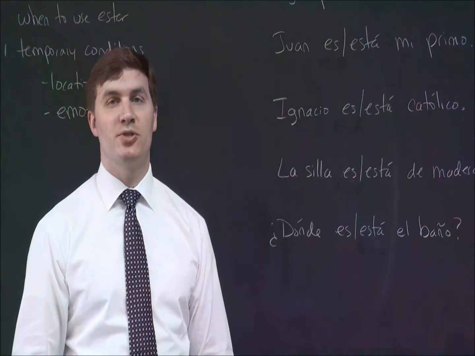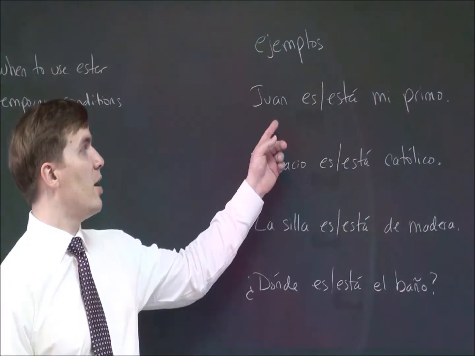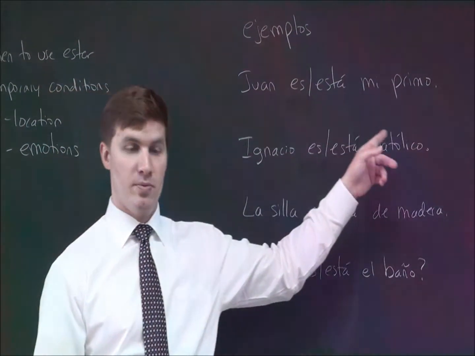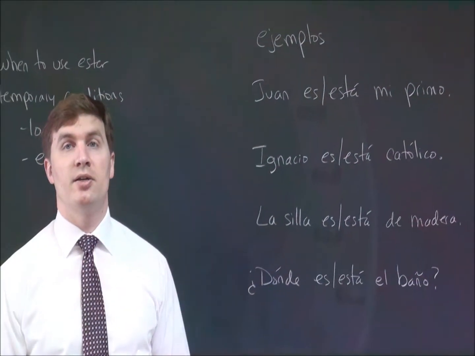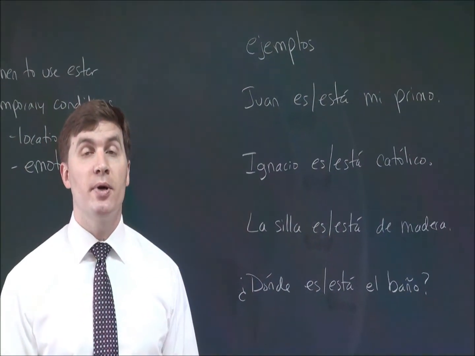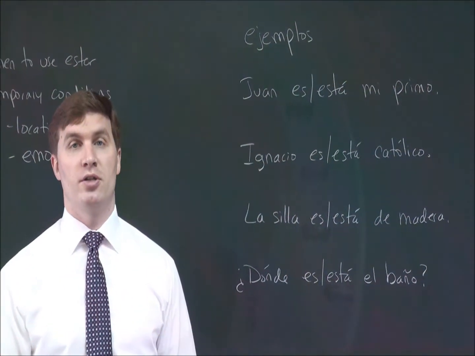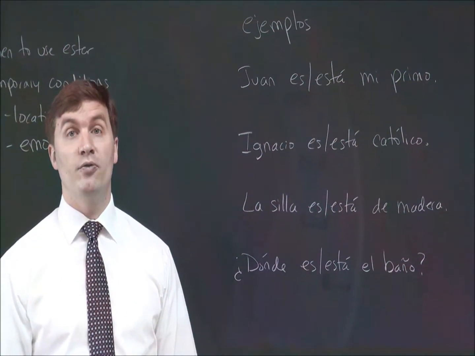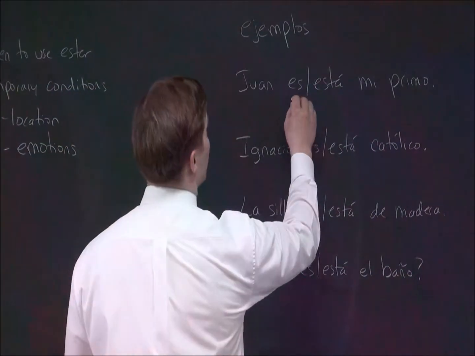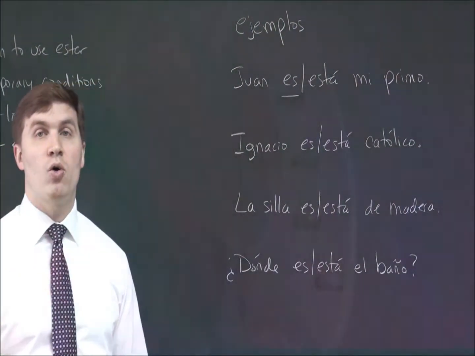Let's run through some examples together. First, Juan es o está mi primo. What am I trying to say? Juan is my cousin. Is that a temporary situation or a more permanent condition? More permanent. Therefore, we use es, the verb ser. Juan es mi primo.